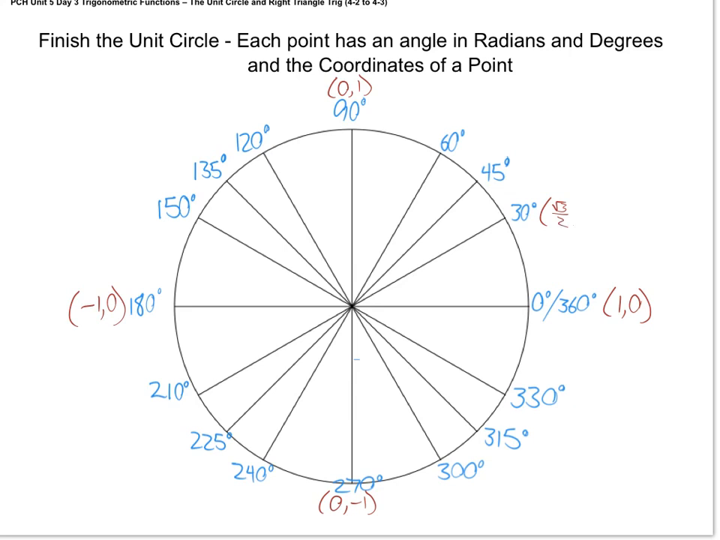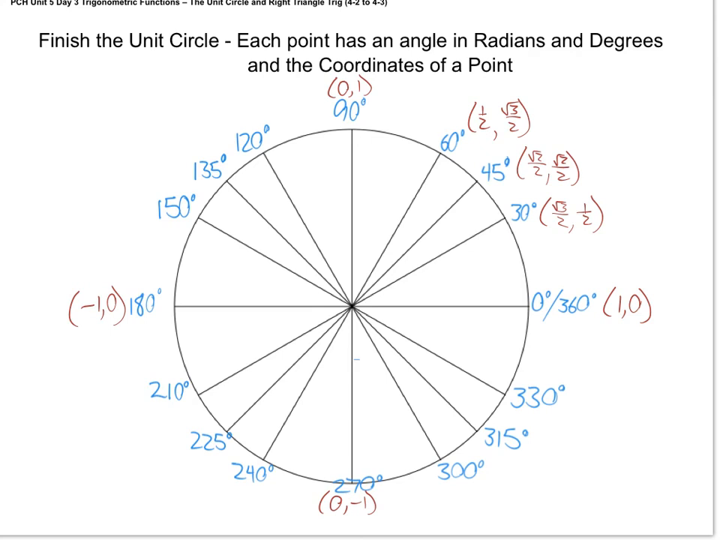And then we also just figured this out: root 3 over 2, 1/2; root 2 over 2, root 2 over 2; and then 1/2, root 3 over 2. So already we've done all of that. The cool part is the other 3 quadrants are just reflections of what we've already found.